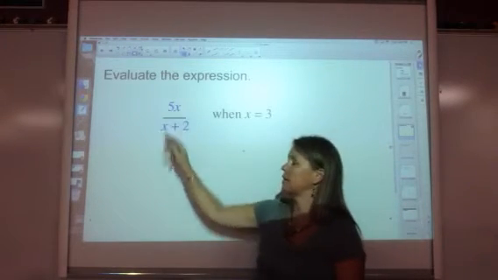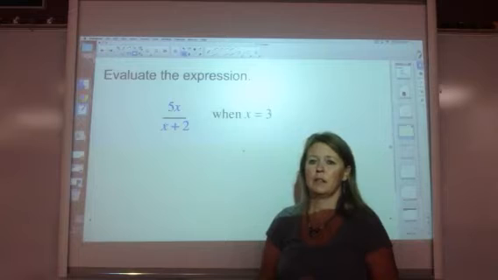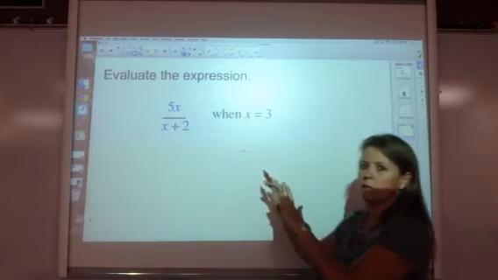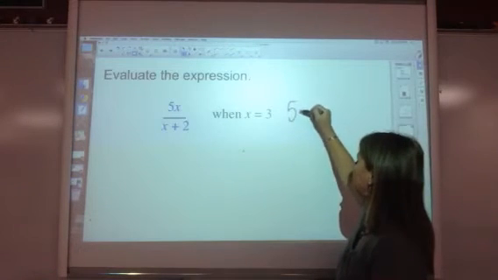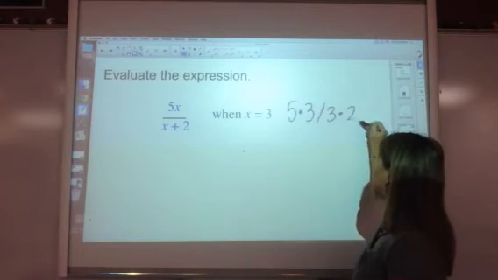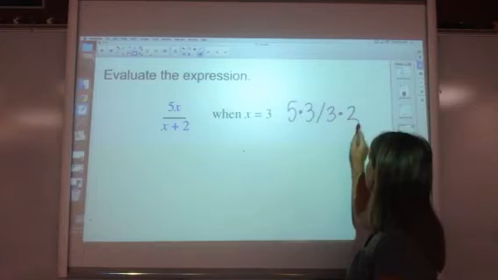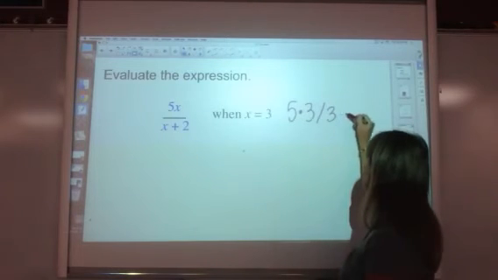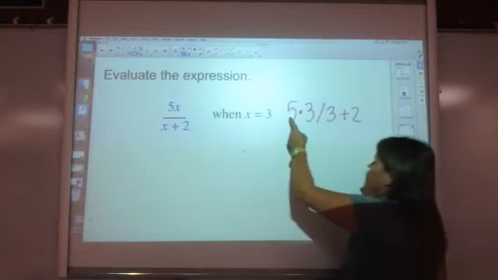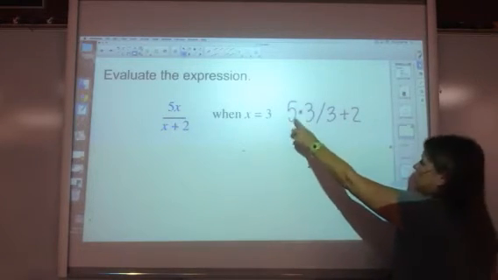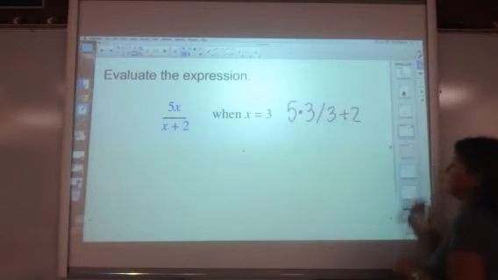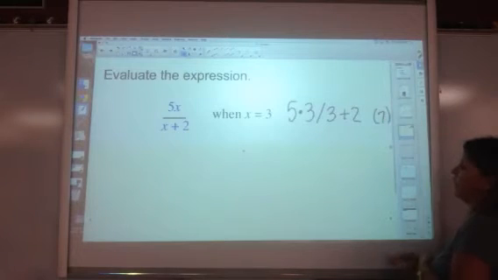There are not parentheses in this problem, but there are hidden parentheses in this problem. Because if you type in, don't write this down, 5 times 3 divided by 3 plus 2, exactly as you read this, your calculator is going to do order of operations. 5 times 3 is 15. 15 divided by 3 is 5. 5 plus 2 is 7. That's what your calculator is going to think.